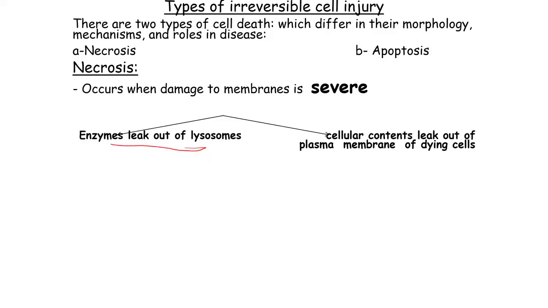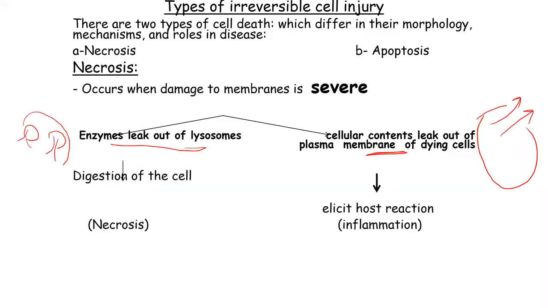Necrosis occurs when damage to the membranes is severe. If I have severe damage to the membrane, I am going to have cell necrosis. With severe damage of the membrane, I have leakage of enzymes out of lysosomes and leakage of contents out of the cell. So this damage of the cell membrane leads to leakage of metabolites or contents outside the dying cell, and at the same time I have leakage of lysosomal enzymes outside these ruptured lysosomes.